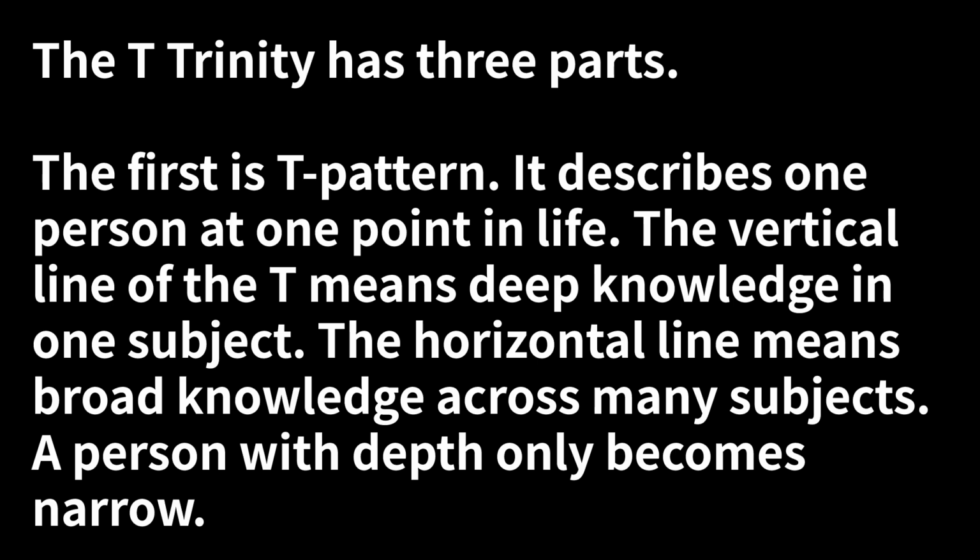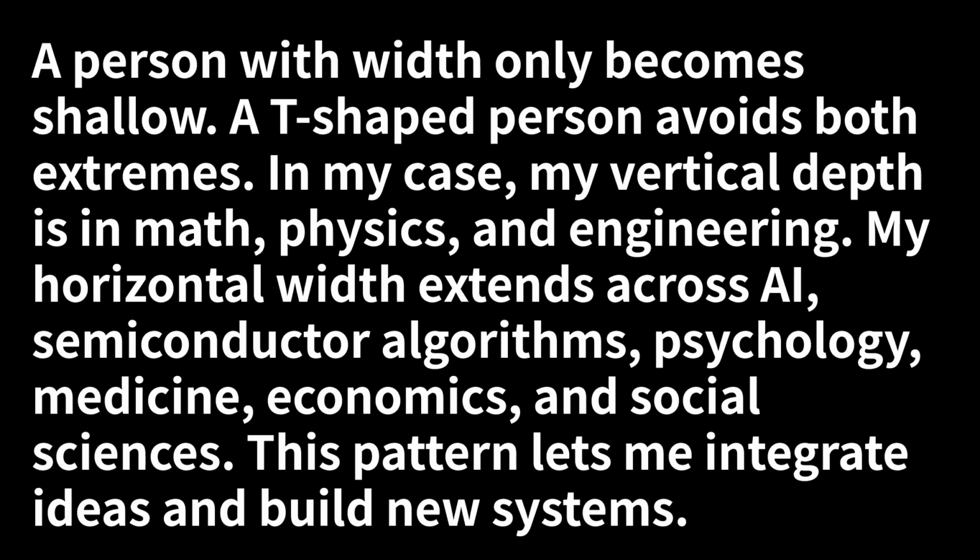The first is T-pattern. It describes one person at one point in life. The vertical line of the T means deep knowledge in one subject. The horizontal line means broad knowledge across many subjects. A person with depth only becomes narrow. A person with width only becomes shallow. A T-shaped person avoids both extremes.